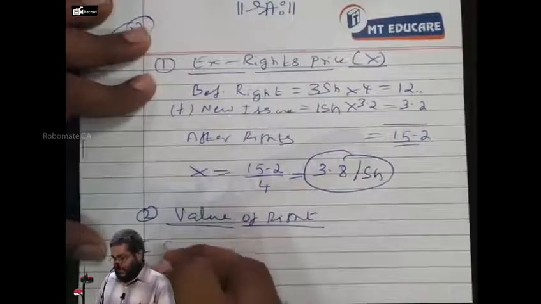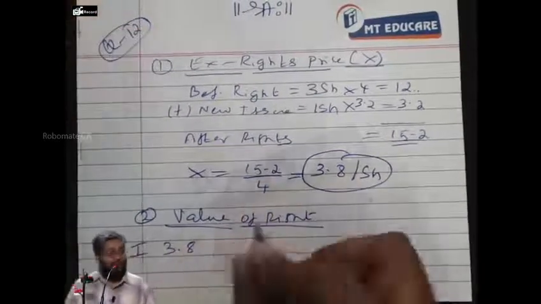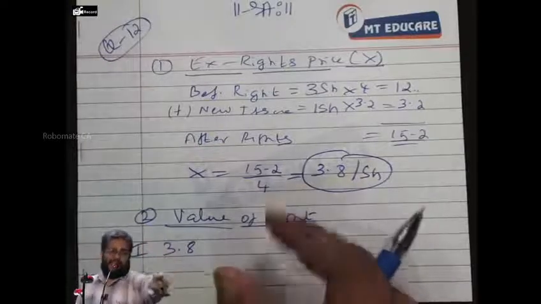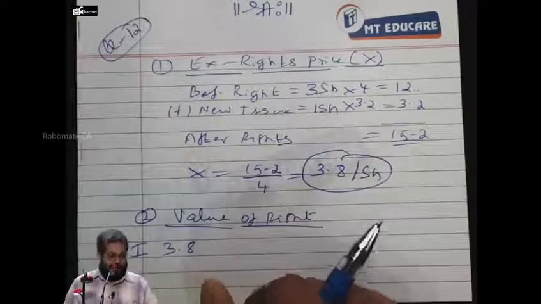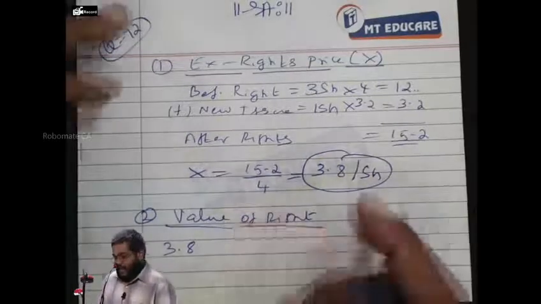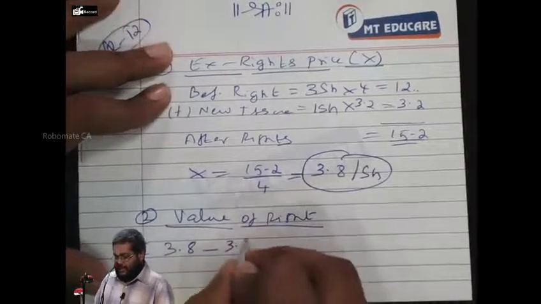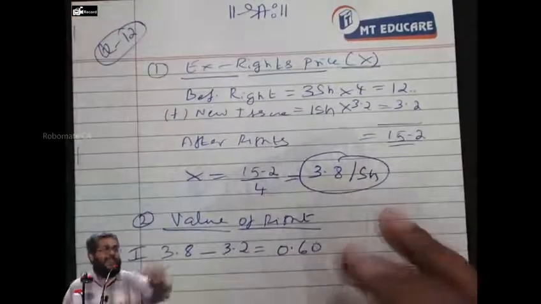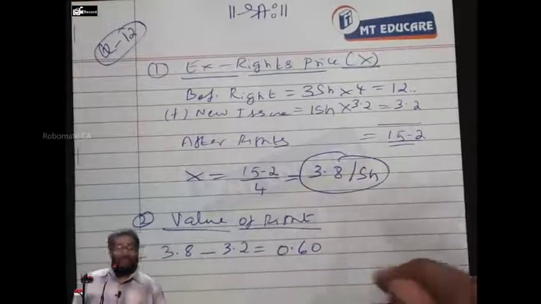Very simple. Alternative 1 is, as a new shareholder, you are buying a share worth how many rupees? 3.8. Because when you buy one share, you become a shareholder of the ex-rights company. As soon as you buy a share, you get a share worth 3.8. For that you are paying just 3.2. Immediately on purchasing, a 0.6 increase in wealth for you. Right or not?